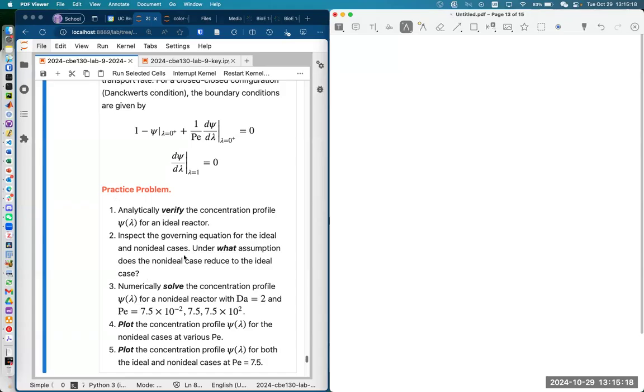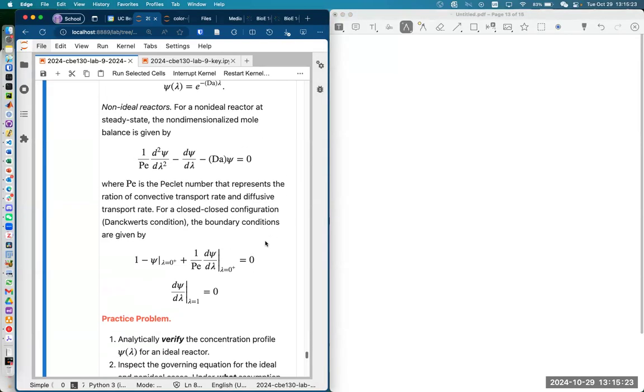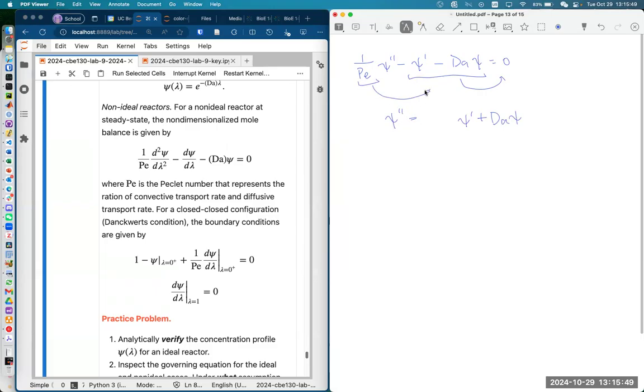Let's go over this problem. To solve this numerically, we want to first define the ODE. The ODE in this case is 1 over Peclet number psi double prime minus psi prime minus dA psi is equal to 0. So we want to isolate psi double prime. Move these to the right. We have psi prime plus dA psi is equal to psi double prime over Peclet number. Move Peclet number to the right, so we have PE multiply everything.